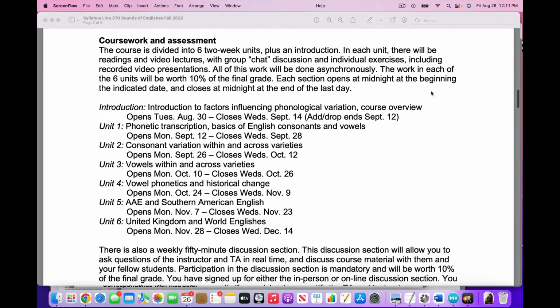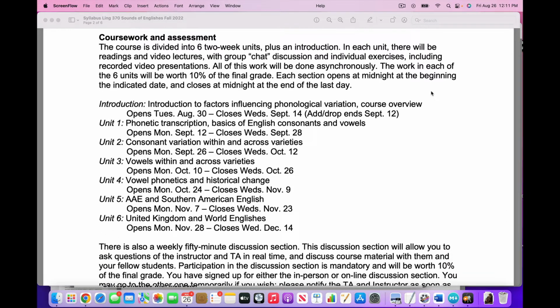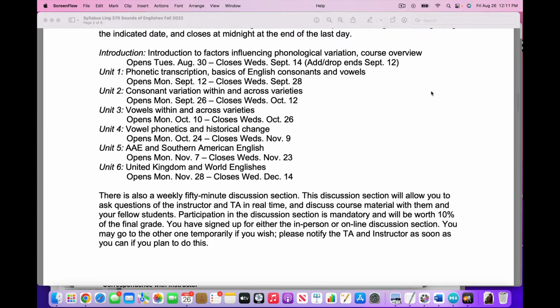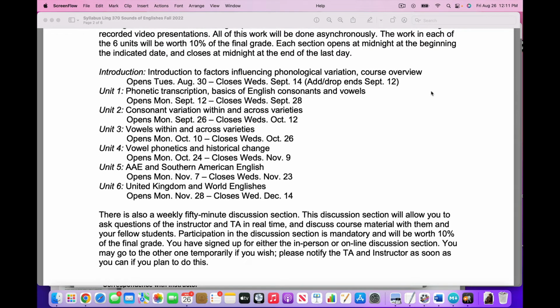The course is divided into 6 two-week units around the structural aspects of English phonetics and phonology that you'll be studying. And throughout the course, these will be interwoven with discussion of social factors. Each unit will open at midnight at the beginning of the indicated date. So, for example, the first unit opened at midnight, August 30th, and then they close at midnight of the end of the day of the closing date.